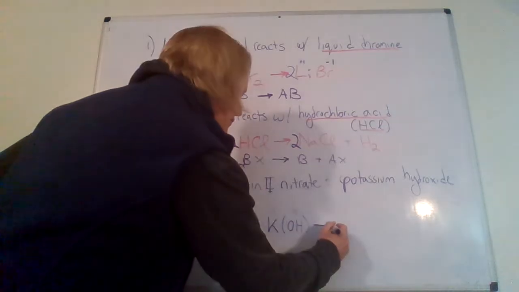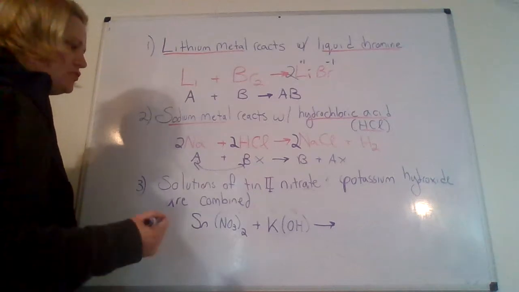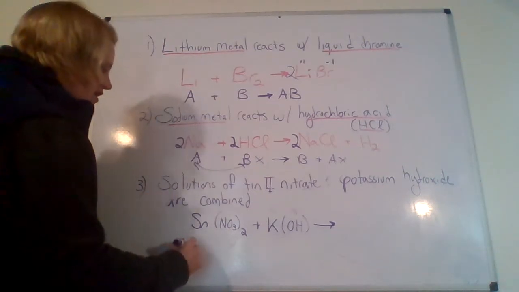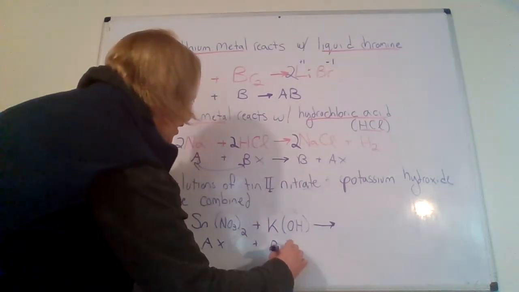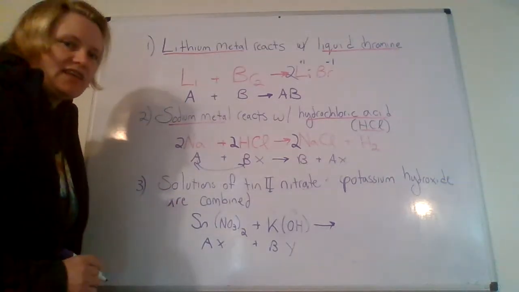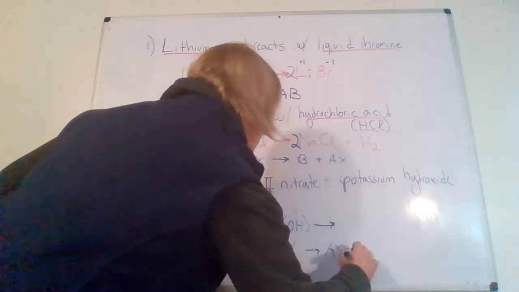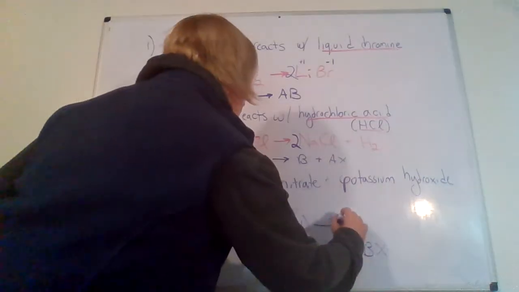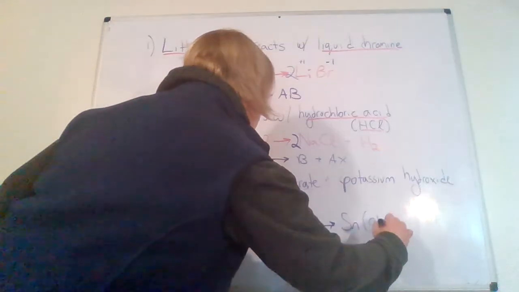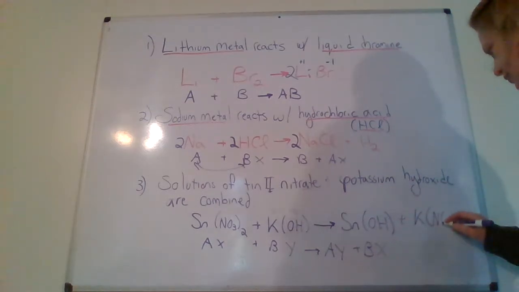All right, so now I'm going to look at my 2 reactants here, and I'm going to realize that I've got 2 compounds. And it's going to take on the structure AX plus BY. I'm going to recognize that that's a double replacement reaction, and it's going to go to AY plus BX. So the tin is going to go with the OH, and the potassium is going to go with the NO3.